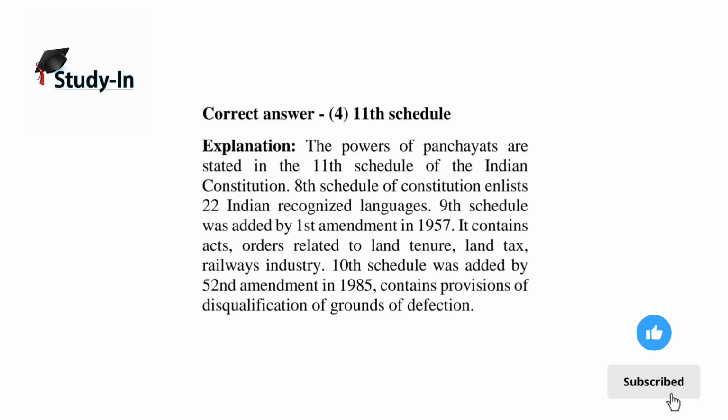The 8th schedule of the Constitution enlists 22 recognized Indian languages, whereas the 9th schedule was added by the First Amendment in 1957. It contains acts and orders related to land tenure, land tax, railways, and industry. And the 10th schedule was added by the 52nd Amendment in 1985, and contains provisions on disqualification on grounds of defection.